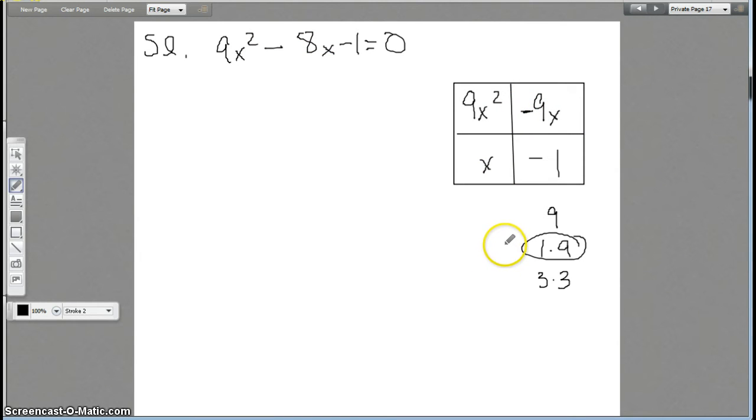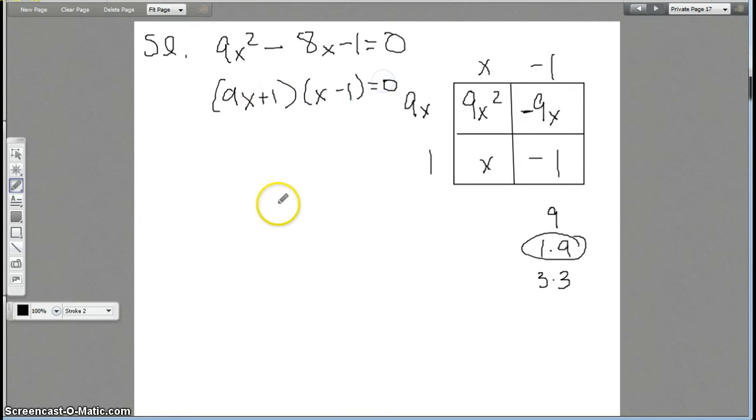Now for each row and for each column, I find the greatest common factor. The greatest common factor in this first row is 9x. The greatest common factor in this second row is just 1. Greatest common factor in the first column is x. Greatest common factor in the second column is a -1. So this is going to factor as 9x plus 1 times x minus 1, and that's going to equal 0.